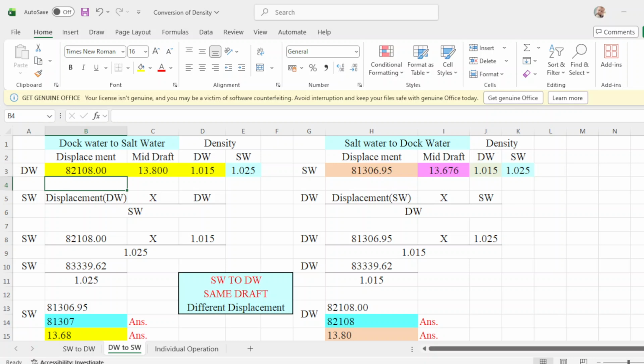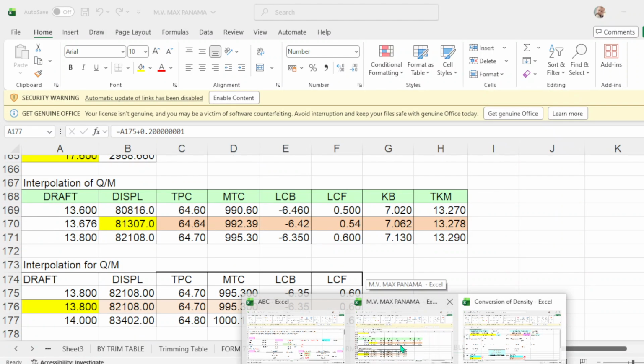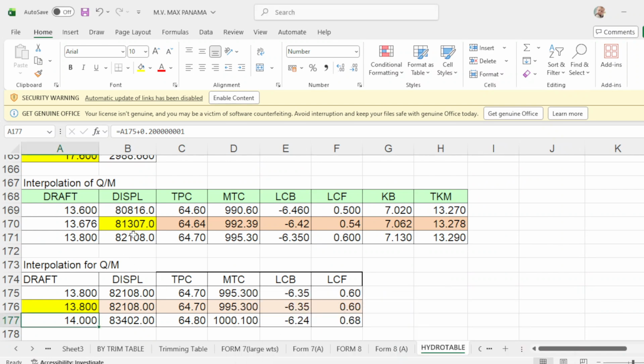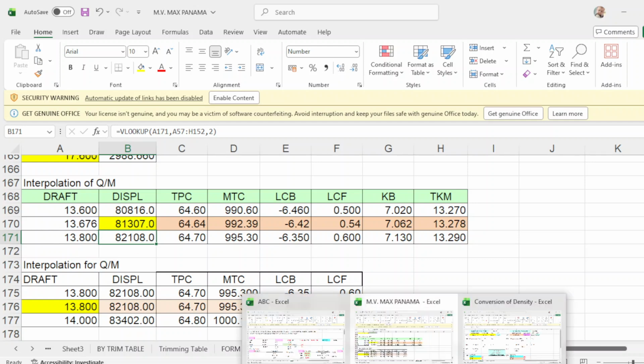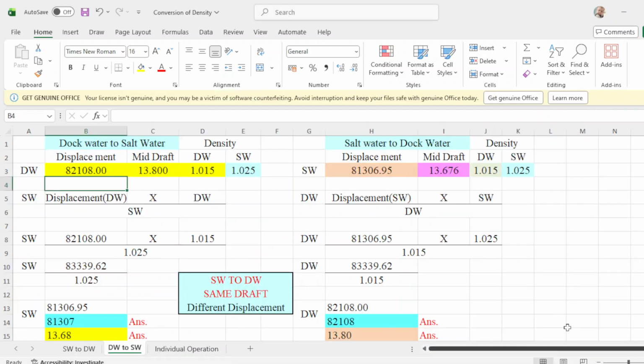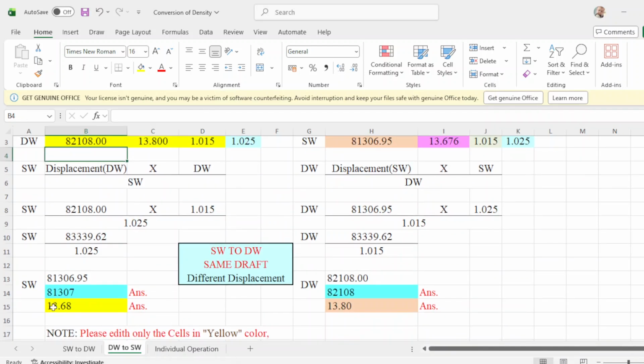81307. Okay. We again go to the hydrostatic table. That will be 81307. Okay. And the corresponding draft will be 13.676. Then you put here 13.676. Okay. That will be 13.68 if rounded off.